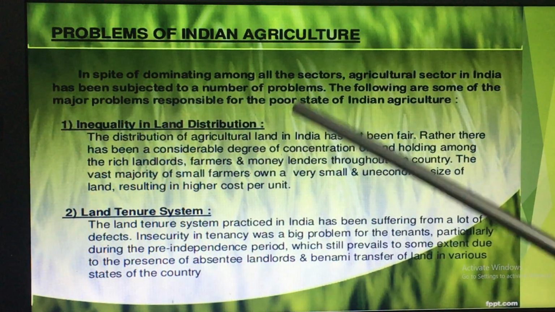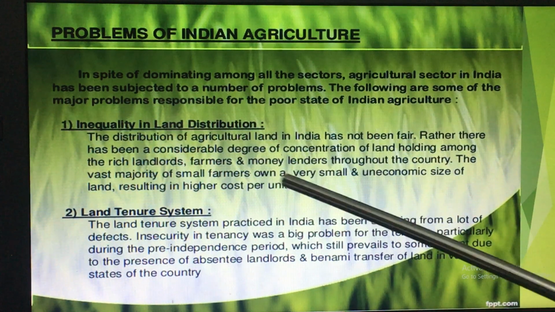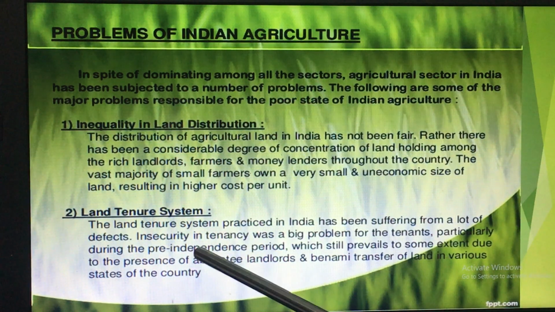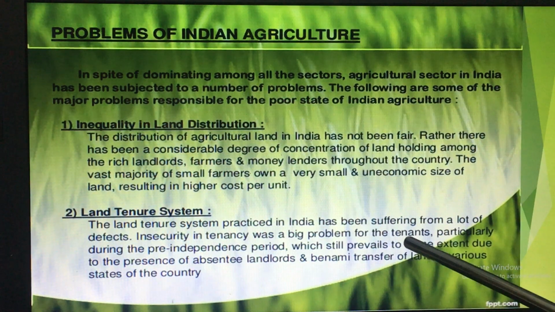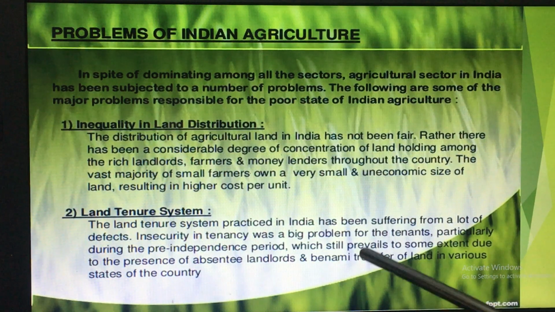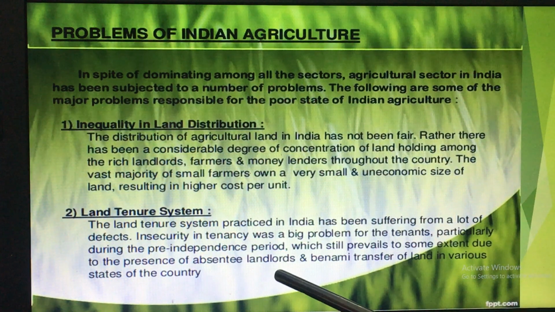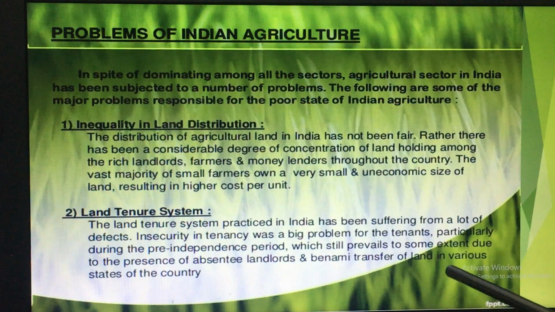The next problem which Indian agriculture is facing is the land tenure system. The land tenure system practiced in India has been suffering from a lot of defects. Insecurity in tenancy was a big problem for the tenants, particularly during the pre-independence period, which still prevails to some extent due to the absence of absentee landlords and benami transfer of land in various states of the country.